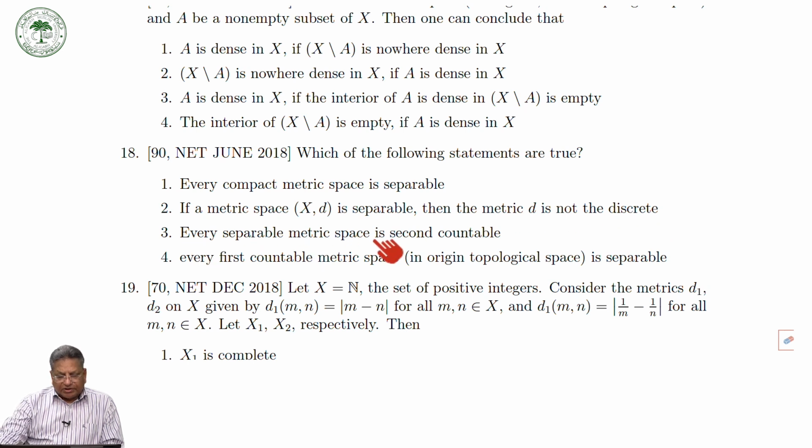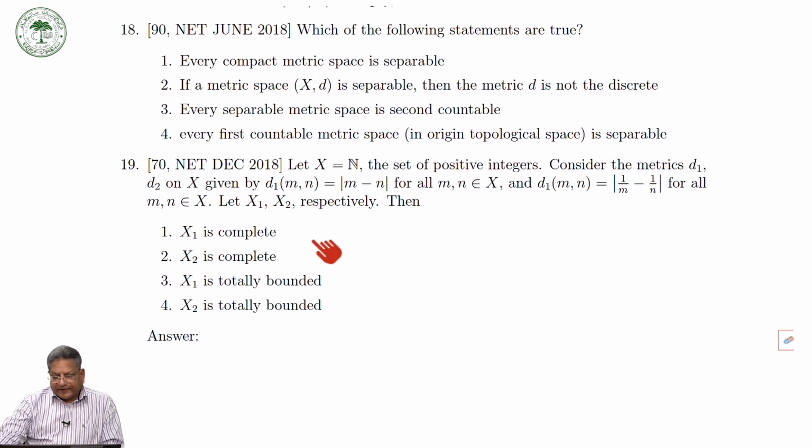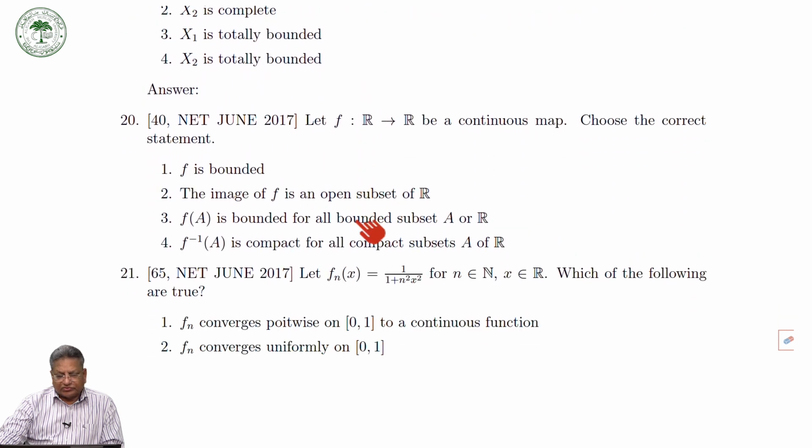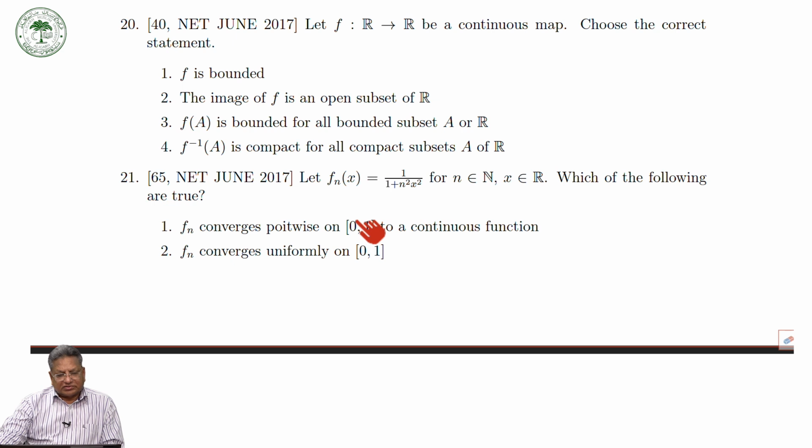Every separable metric space is second countable. So check the results. Also, every first countable metric space is separable. Check these results, which we have already mentioned. Similarly, we have mentioned that d1 is this kind of metric and d2 is this one. If X is the natural numbers, then with respect to these metrics, whether X1, X2 are complete, totally bounded, or not complete, we have already done in our exercises. You can check the exercises which we have already done.